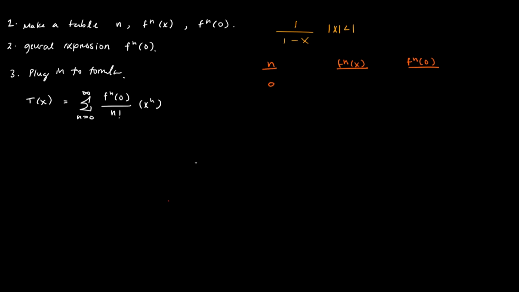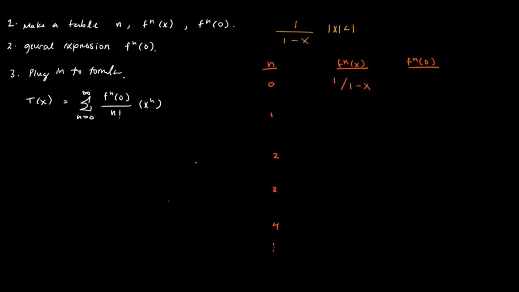So let's have n equals 0, 1, 2, 3, etc. Actually, let's give this a fourth term. Okay, so let's start taking derivatives of this. So the zeroth derivative of anything, we know, is just itself. So the zeroth derivative here is just going to be 1 over 1 minus x.